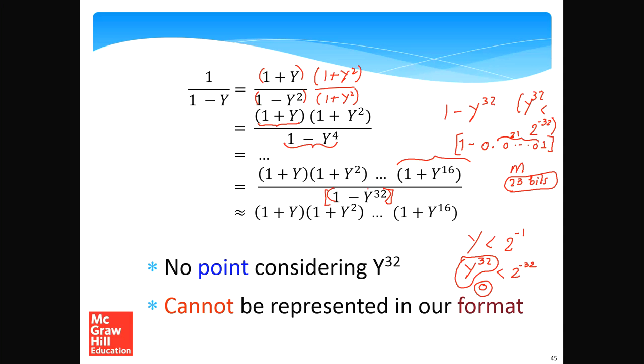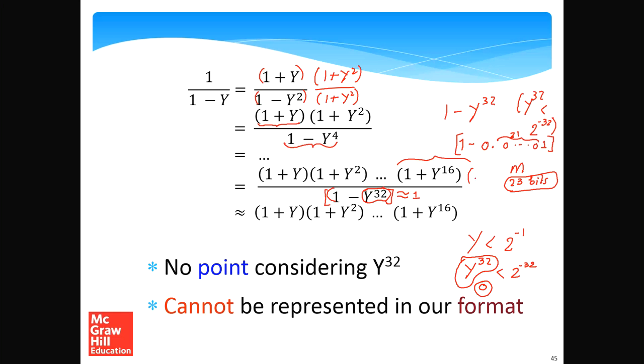is too small to be captured in our number system, and 1 minus y to the power 32 is too close to 1, and there is no way of representing this. As a result, there is no point in multiplying this with even more terms, and this term 1 minus y to the power 32 is practically 1, because irrespective of whatever its value is, it cannot be represented, and also it makes no sense to multiply the numerator and denominator with other terms.